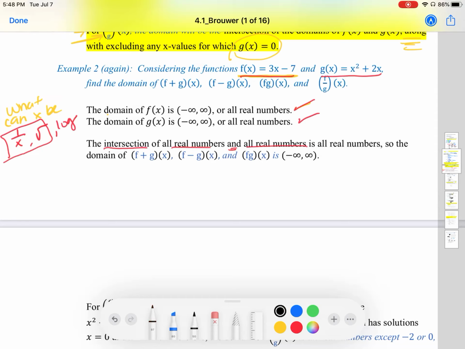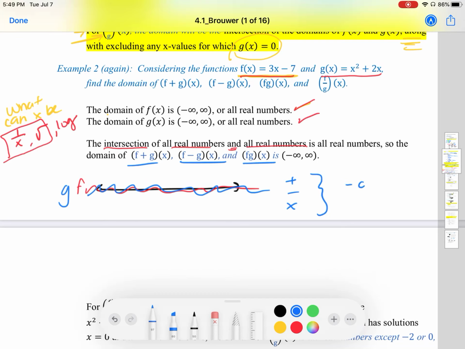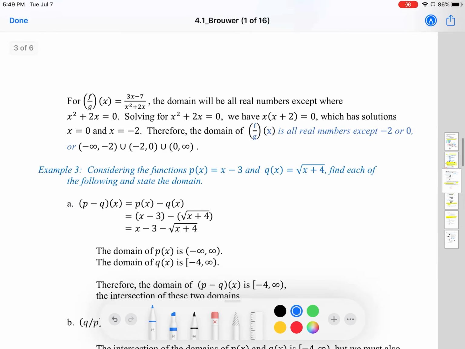So if we were to draw a number line for f, everything is part of my answer, right? And for g, the whole number line is also part of my answer. So when I'm asked to work with the addition or the subtraction or the multiplication, I will also get all real numbers, negative infinity to infinity. But what about the division problem?